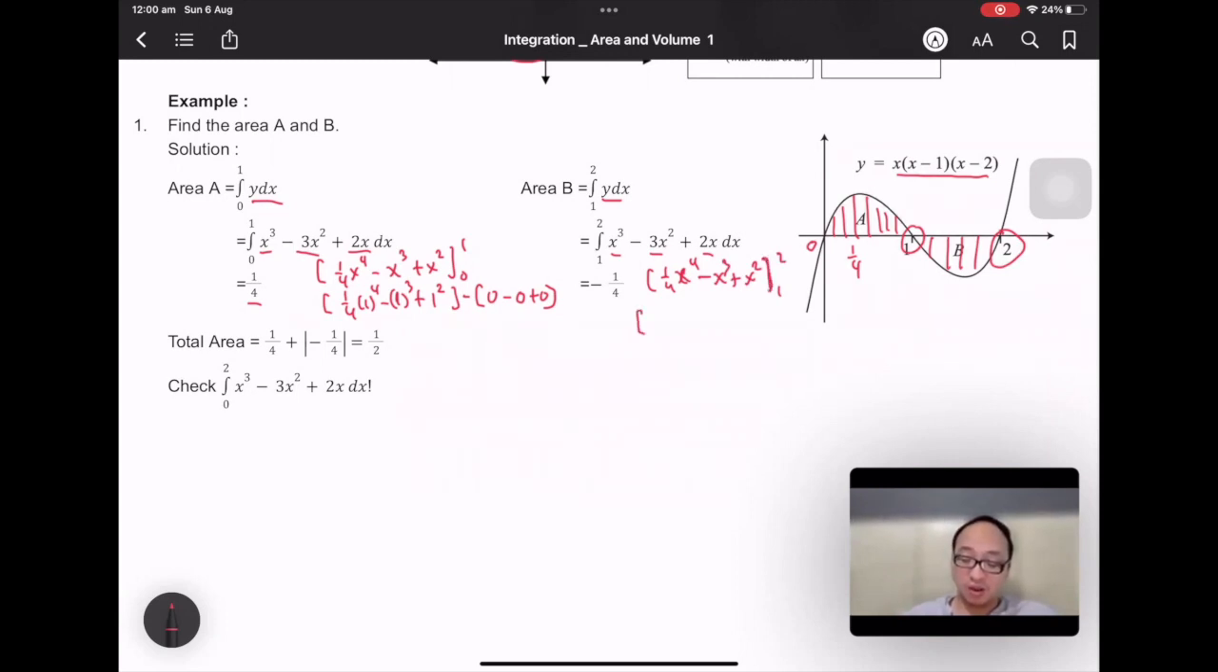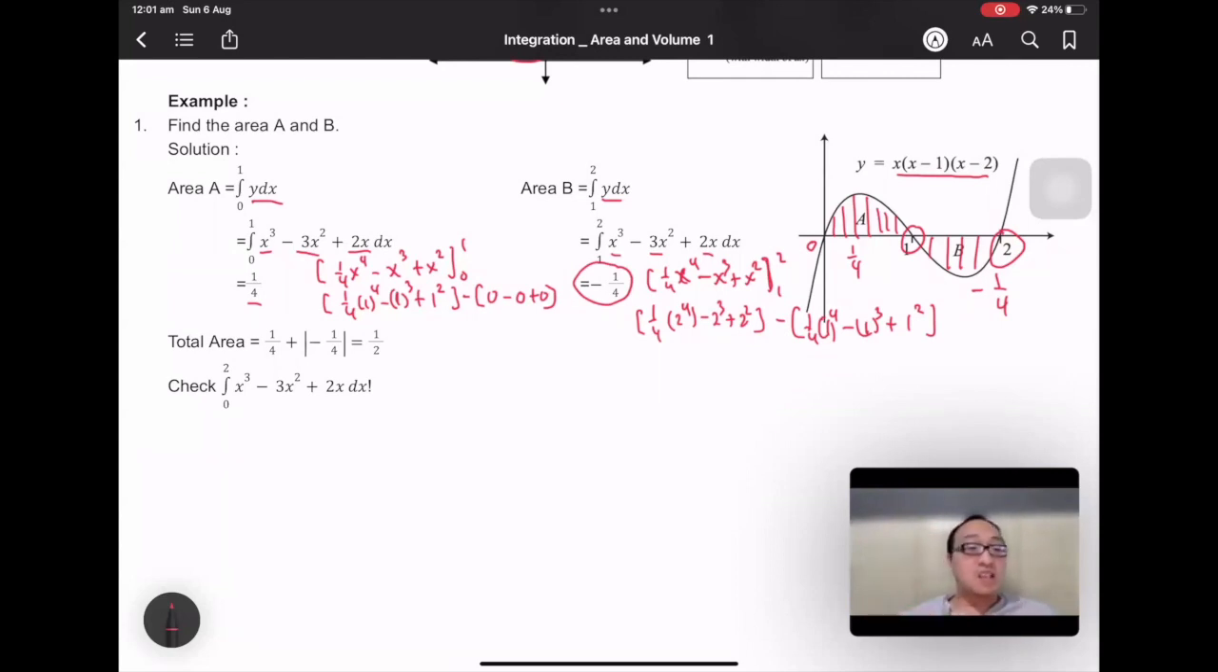And then we do the definite integral calculation. So it's 1/4 times 2 to the power of 4 minus 2 cubed plus 2 squared, minus 1/4 times 1 to the power of 4 minus 1 to the power of 3 plus 1 squared. And then if we calculate this, we will have negative 1/4. It is negative because it's below the x-axis. If it is below the x-axis, it will be negative.